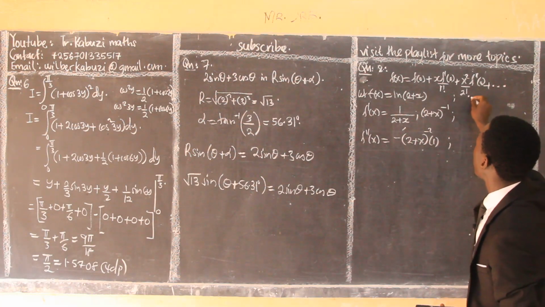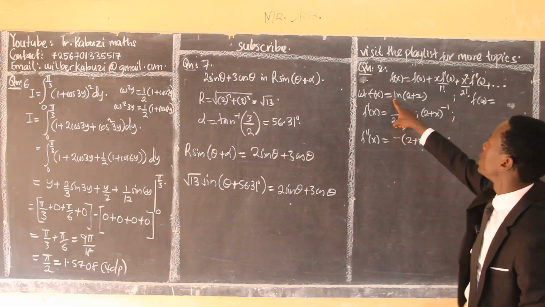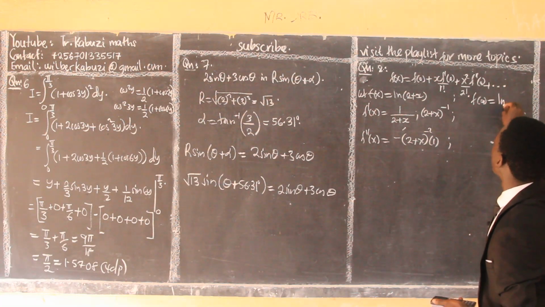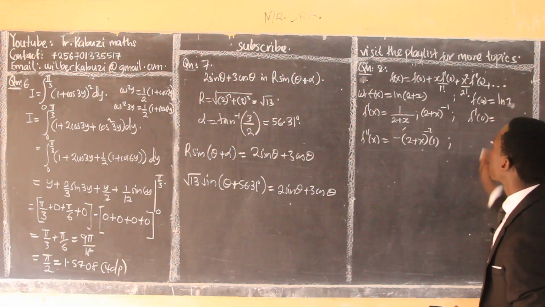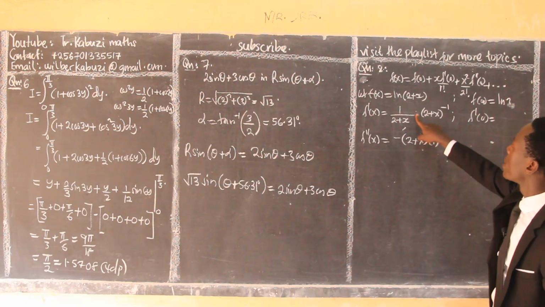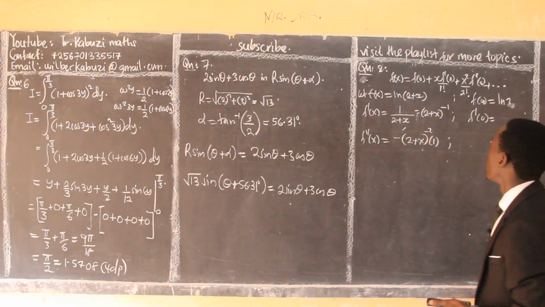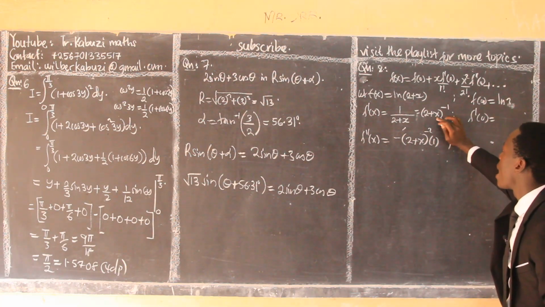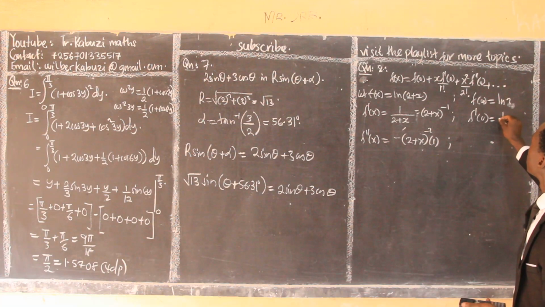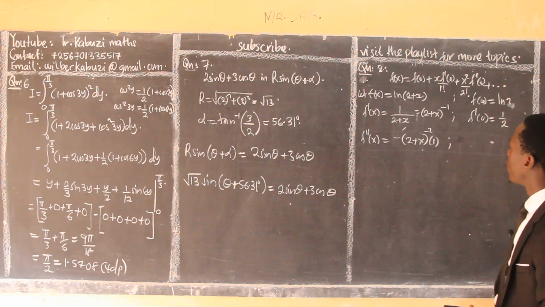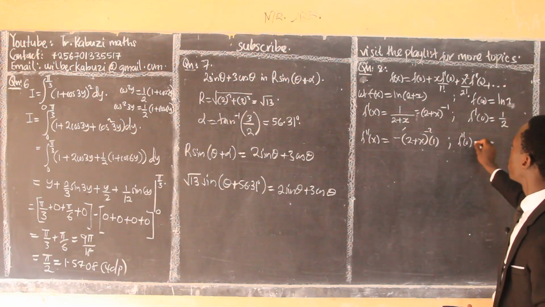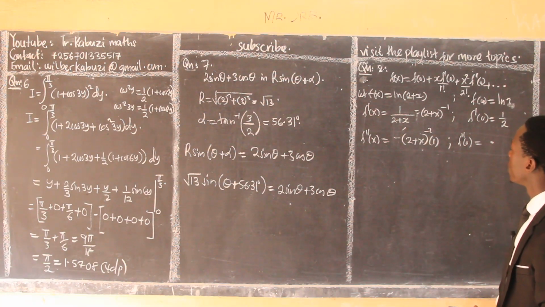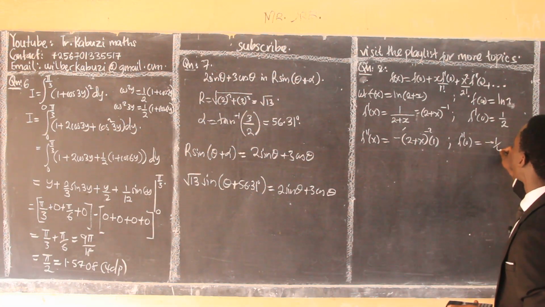So f of 0, when I put in 0, is natural log of 2. And I put in f prime of 0 here. When I put in 0 here, I have 2 power negative 1, which is now a half. When I come to f double prime of 0, I have negative 2 power negative 2, which will be negative a quarter.